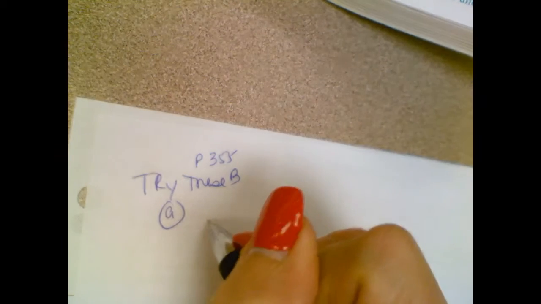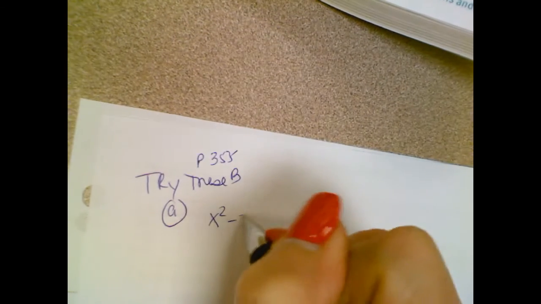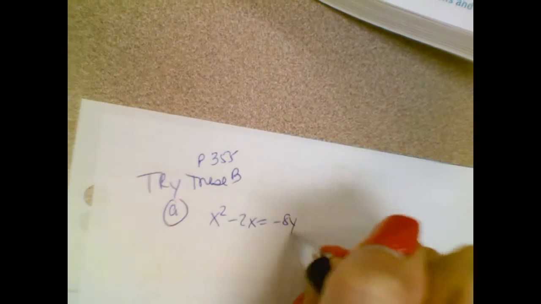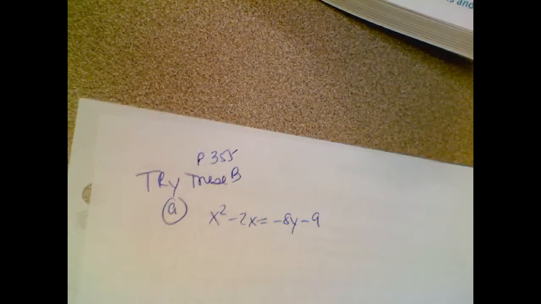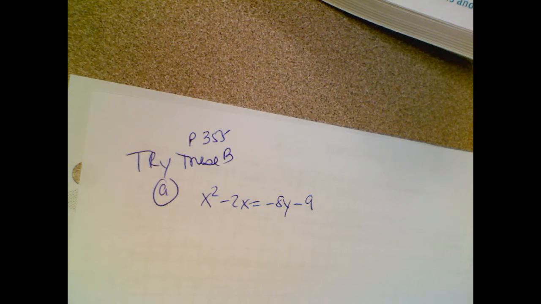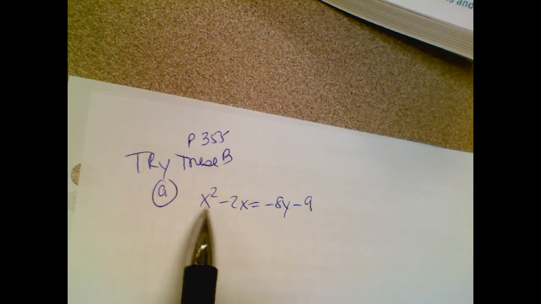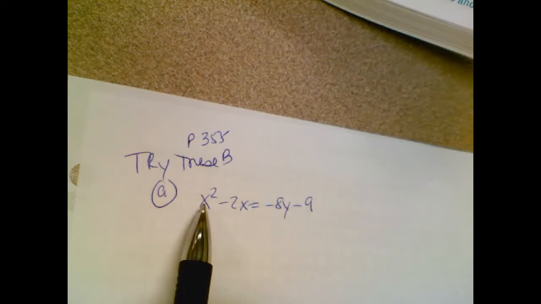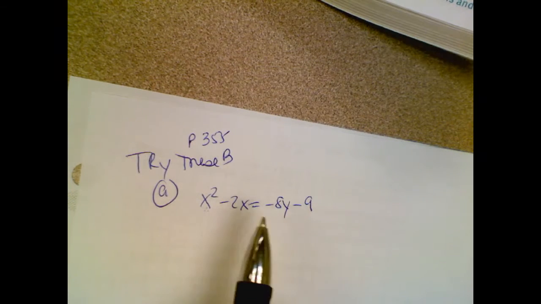I'm going to write down A's problem. X squared minus 2x equals -8y minus 9. Now, unlike circles, ellipses, and hyperbolas, parabolas, you only have to complete the square once. And how do you know which variable you're completing the square in? Well, you've only got one quadratic term, so we are completing the square in terms of x only. So if the term doesn't have an x, it needs to be moved to the other side.